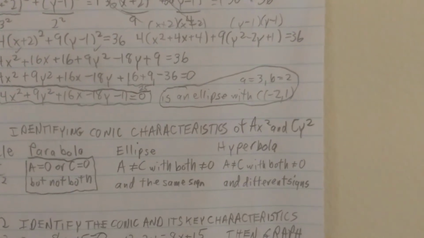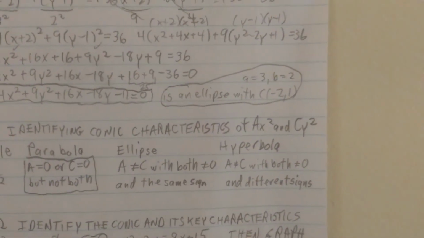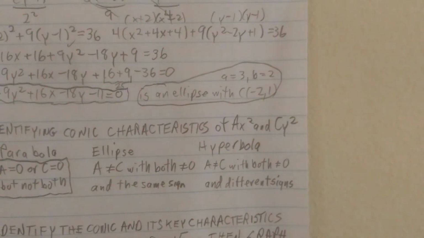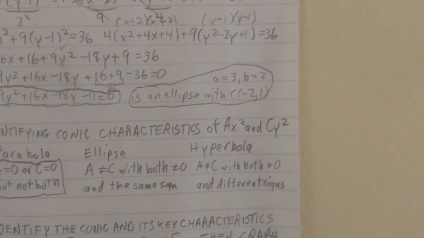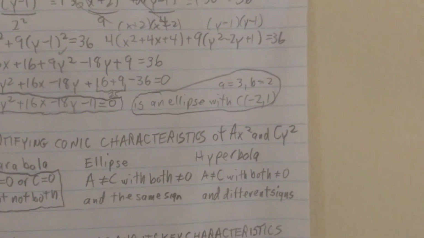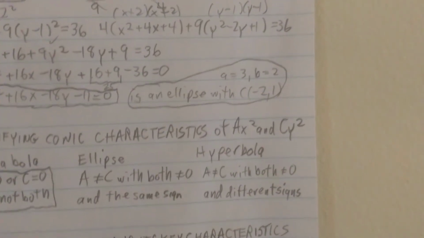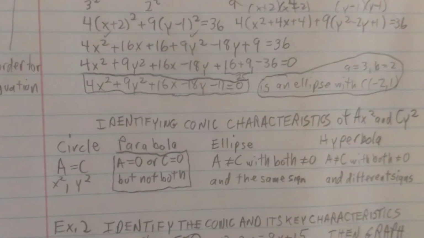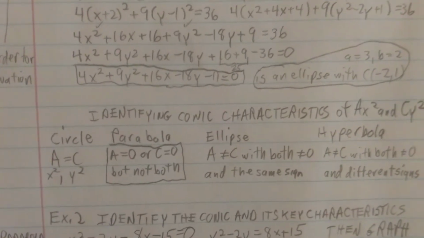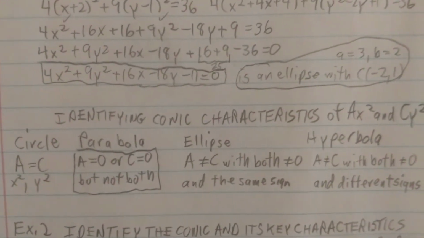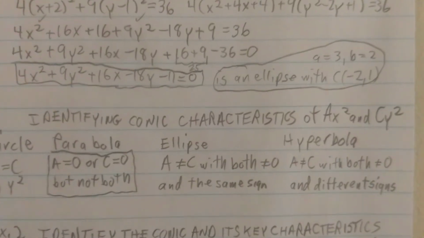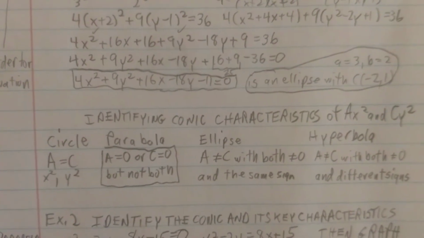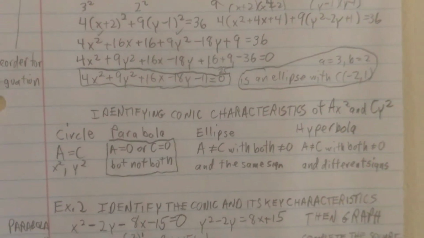Now expanding the squares, we have 4 times (x squared plus 2x plus 2x plus 4), plus 9 times (y squared minus 2y plus 1) equals 36. And now we're going to start collecting terms: 4x squared plus 16x plus 16 plus 9y squared minus 18y plus 9 equals 36. Notice we also reorganized it so the x squareds and the y squareds were together so we could recognize it.